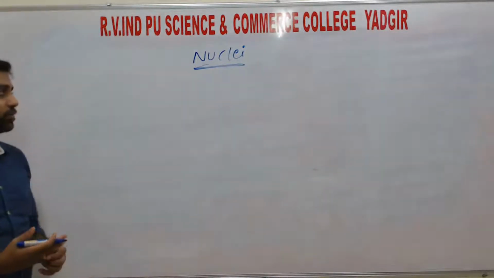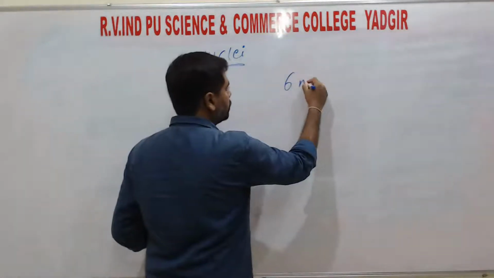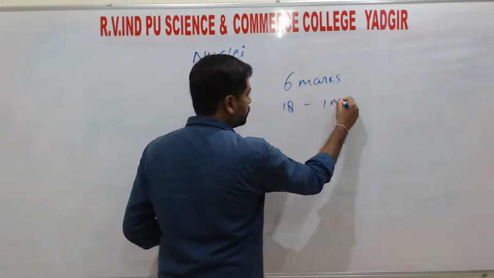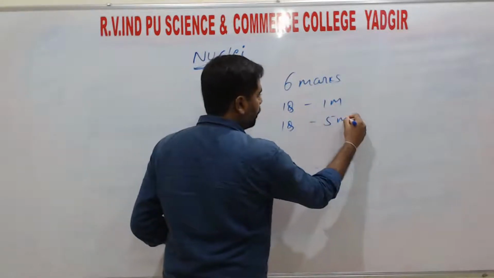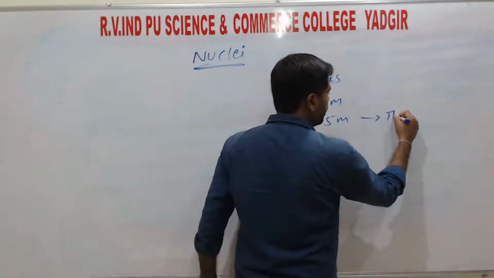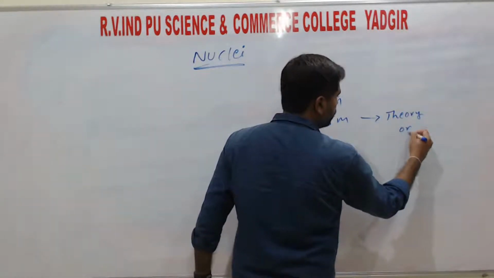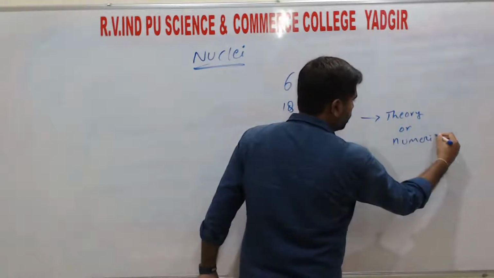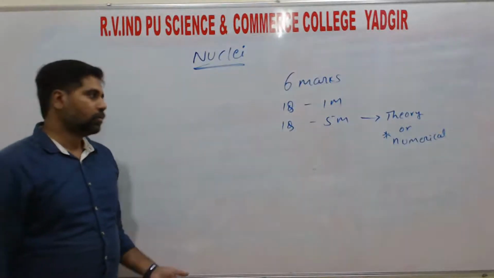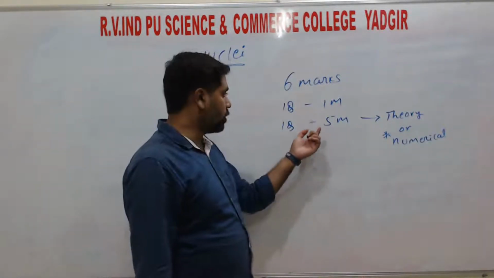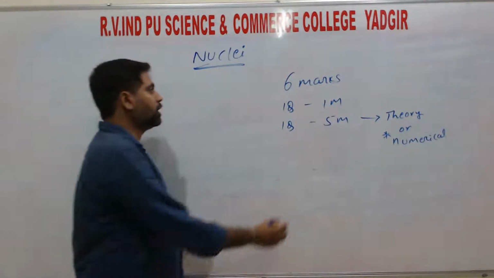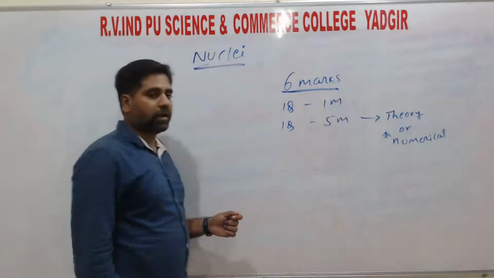Right. So for the board exam from this chapter we have 6 marks. Out of 6 marks, one question will come for 1 mark and one question for 5 marks. In the 5 marks, the possibility is asking theory or numerical. From this chapter, numerical is very important. This year also they asked the numerical problem from this chapter for 5 marks, right? So this is about the weightage of the chapter Nuclei.